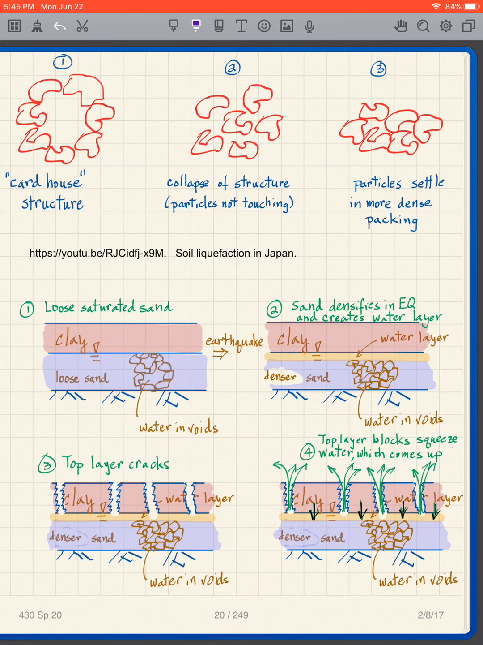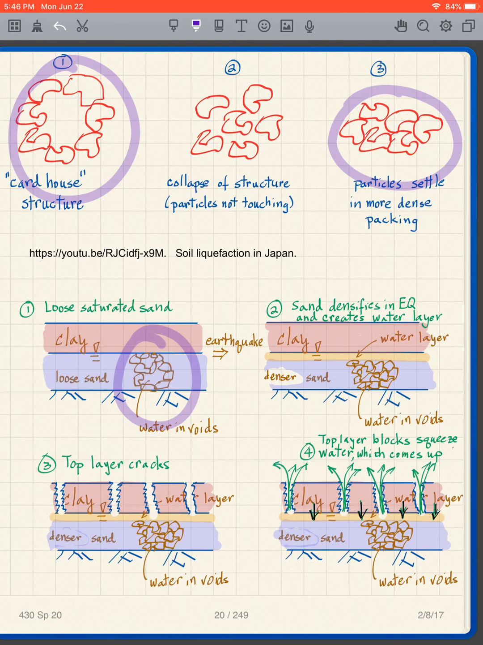So I have this loose sand with water in the voids because the soil's saturated. And I've got my card house structure. So there's my card house structure of my soil. And then what can happen is that I have an earthquake which shakes it. So there's my earthquake. And what happens is it shakes it, and then the soil transitions, starts out in my loose card house structure. It goes through the earthquake, for instance, and settles down like that.